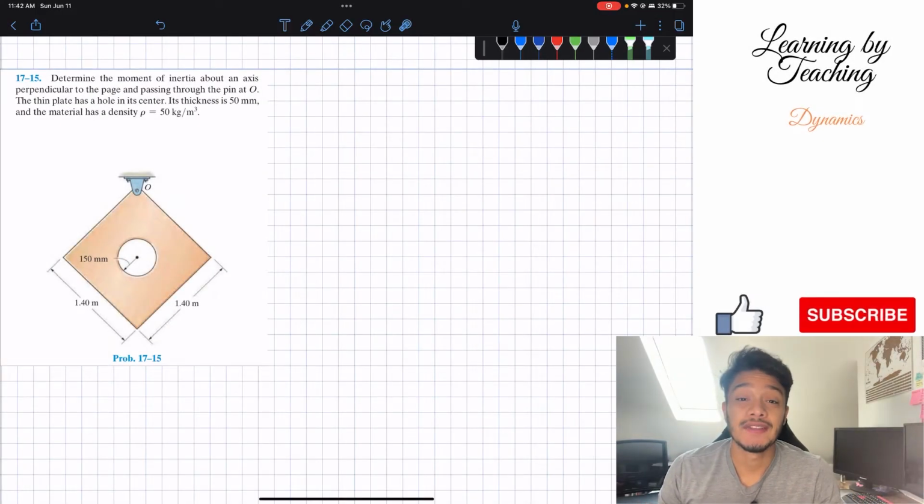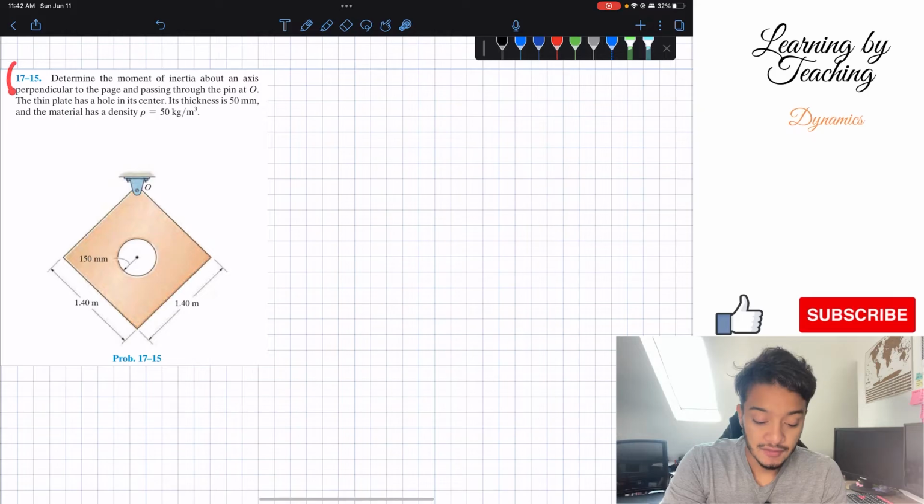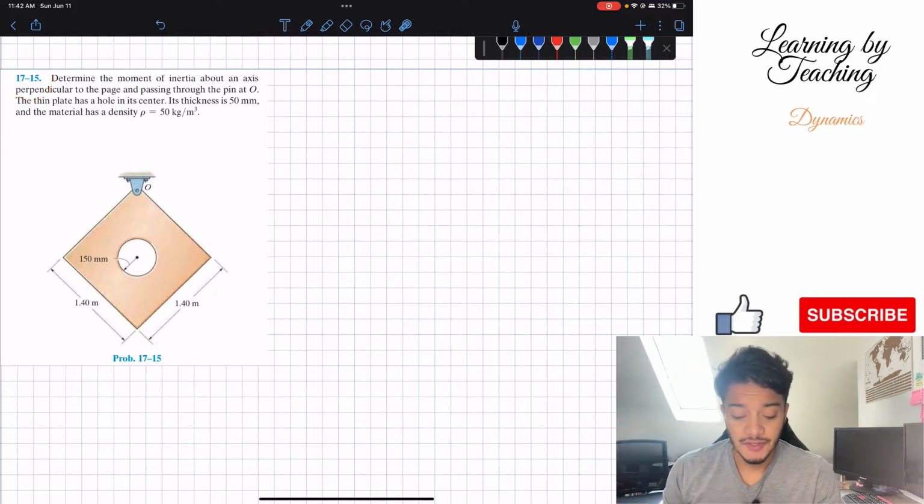Today we're in dynamics and we're going to be solving problem 17-15, okay? So it says, determine the moment of inertia about an axis perpendicular to the page and passing through the pin at O. The thin plate has a hole in its center, its thickness is 50 millimeters and the material has a density rho equal to 50 kilograms per meter cube, okay?